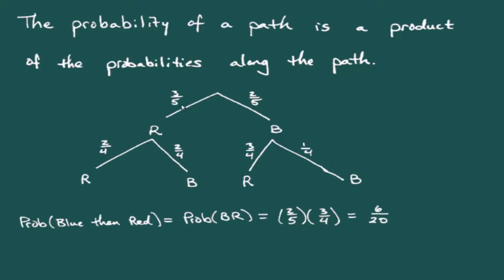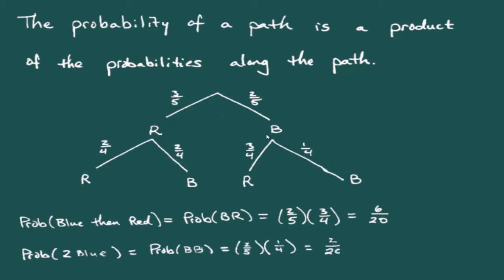If we look at the probability of drawing two blues, then that takes us along the path from blue to blue. So that's going to be the product of 2/5 times 1/4 to give us 2/20.